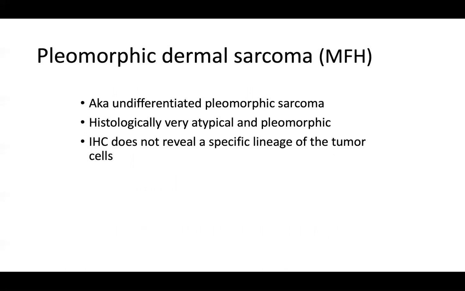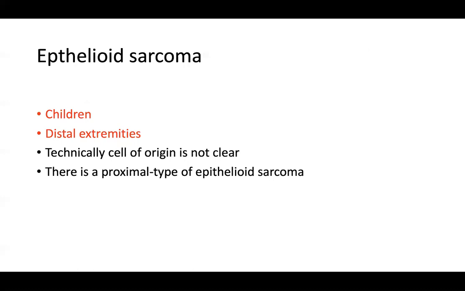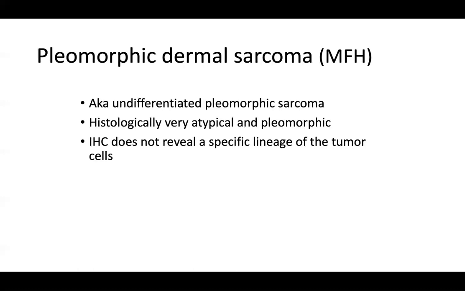So pleomorphic dermal sarcoma, also known as an undifferentiated pleomorphic sarcoma, is histologically very atypical and pleomorphic, just as an AFX. The IHC does not reveal a specific lineage of the tumor. That's what I said. It's negative for almost everything. CD10 doesn't tell you anything specific about the lineage of the cell. And so there's going to be a lot more research coming out separating AFX versus PDS. And it's going to be very interesting and highly impactful to this patient population. It's a super common diagnosis, actually, and I see it all the time.